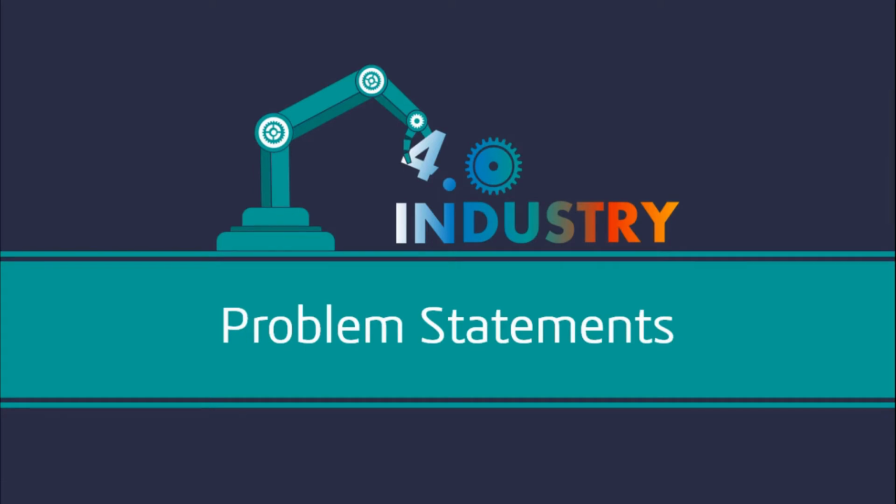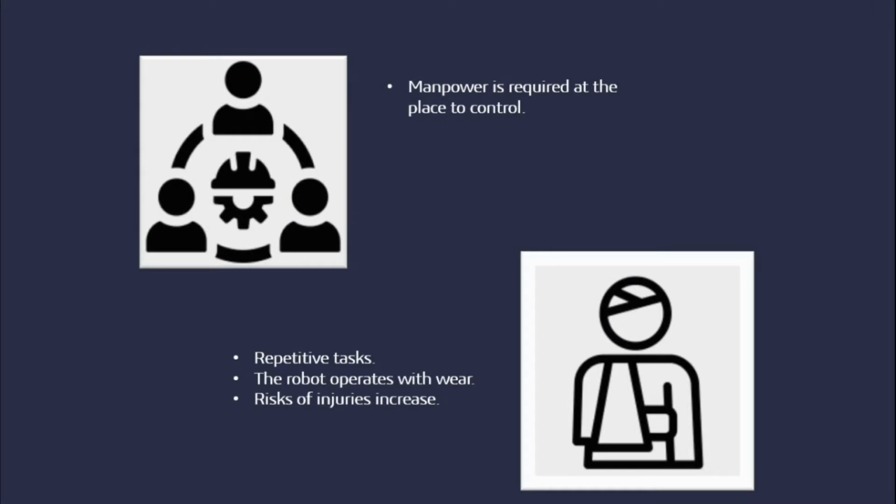Problem statements. What are the problem statements in this project? First, manpower is required at the place to control, because currently most systems use a control panel to control the robotic arm. Then, the workers are required to do repetitive tasks. Hence, the robotic arm operates with wear and increases the risk of injuries.